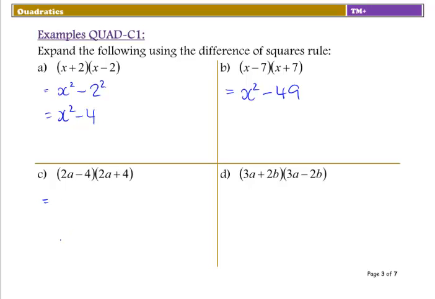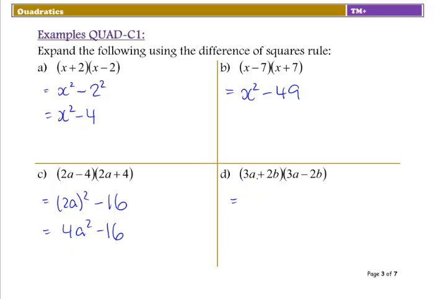Okay. Next one, 2a minus 4, 2a plus 4. Exactly the same brackets except for the minus and the plus. So my first term is 2a and I need to square it. My second term is 4, 4 squared is 16. Now 2a squared is 4a squared, and that's minus 16.